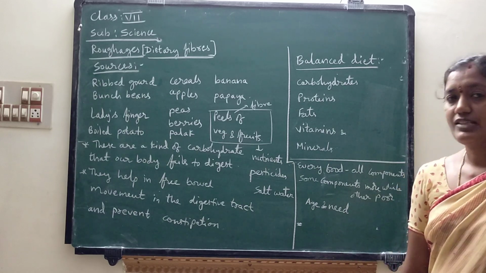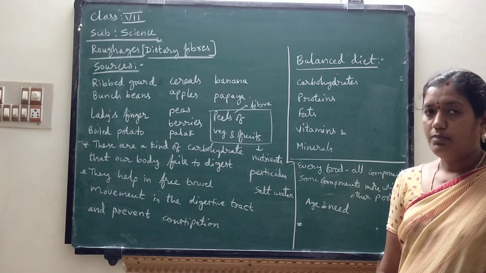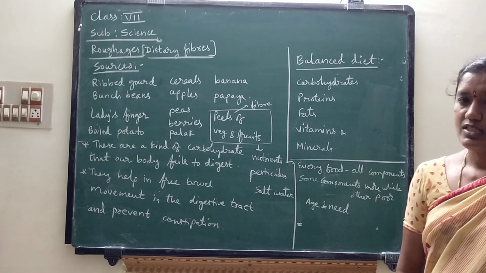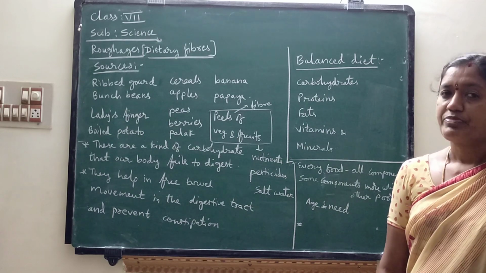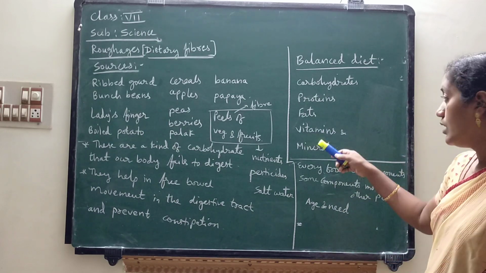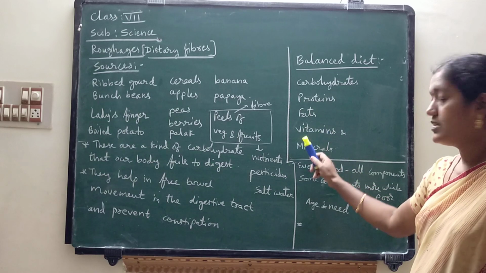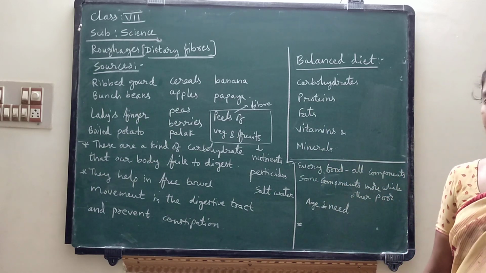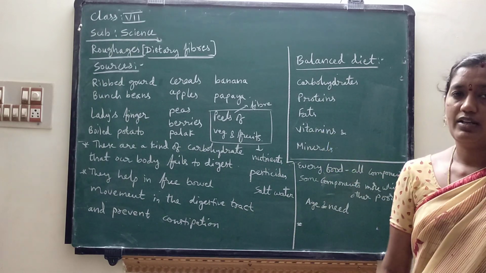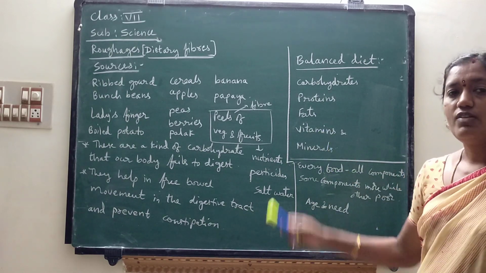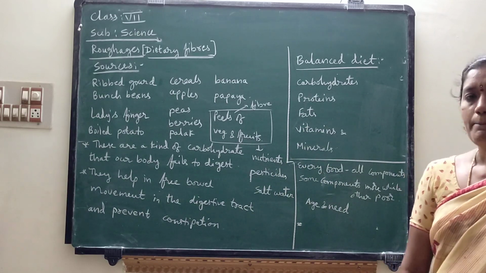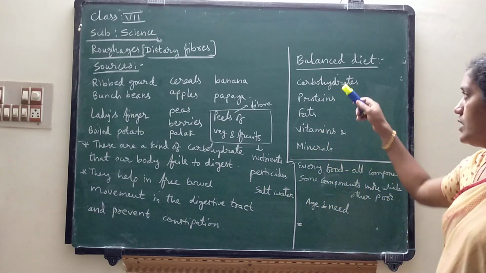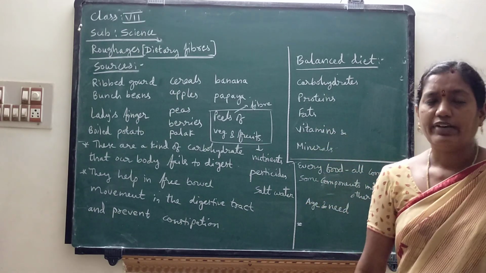In the previous class I told you in the form of a table. Rice contains carbohydrates, dal contains proteins, curd and ghee contain fats, and by eating vegetable curries, fries and pickles we will get vitamins and minerals. By eating fruits and vegetables, we will get vitamins and minerals. So every day we have to take all these components in our diet.